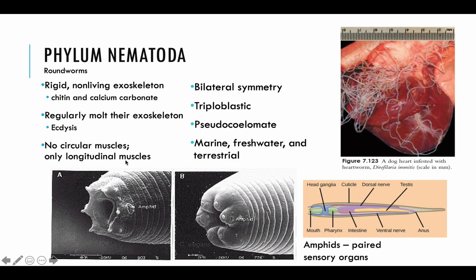They only have longitudinal muscles, no circular muscles. And they regularly exhibit ecdysis, which is molting their exoskeleton, right? They have these things called amphids. These are sensory organs, okay? They are open and closed here in this photo. And here's just a little bit of anatomy of a nematode.